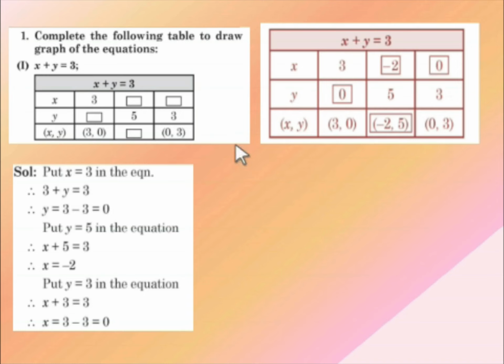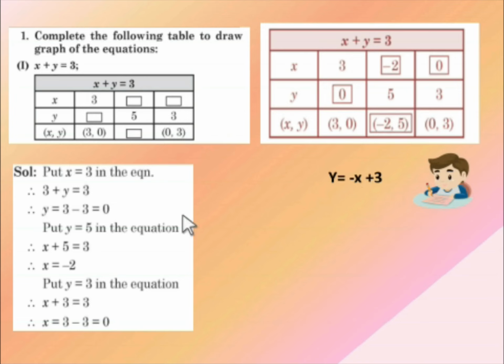But if the same question comes to you to draw the graph, then what should you do? This is very important. Note this. That is why I have shown you. Note it. Right? You should try to put the equation in the form y is equal to minus x plus 3. Now see the miracle.